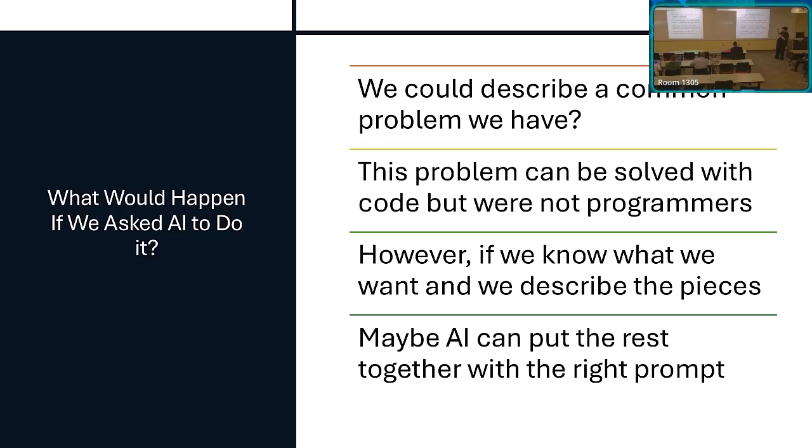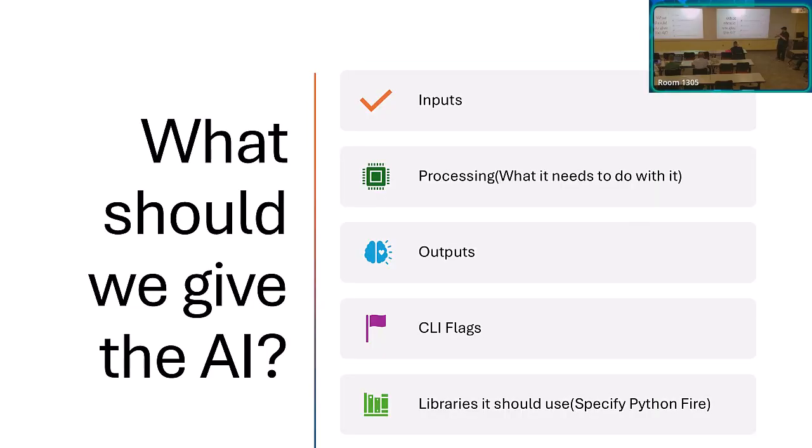If we could describe this common problem we have, and we know what the solution is, right? We want to create a command line application to solve X problem. And the problem can be solved with code, but we're not programmers. We're cybersecurity people. Some of us are even scared of code and really don't like touching it. But if we know what we want and we can describe the pieces accurately, maybe there's something this fancy AI thing can do to help us along, create a tool, maybe in 30 seconds, that would normally take us a couple hours. So what are the things we need to give the AI?